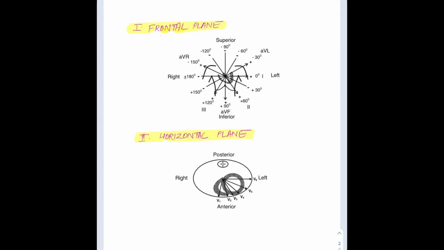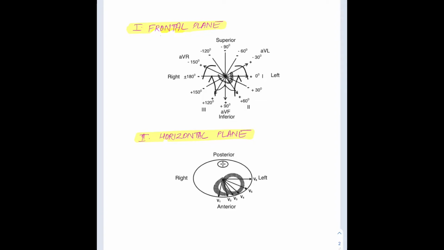And if you don't know the position of the different leads along with their polarity, then I would definitely recommend that you should not watch this video at this point. First, you should know the location of all the leads along with their polarity before trying to understand the electrical axis of the heart.